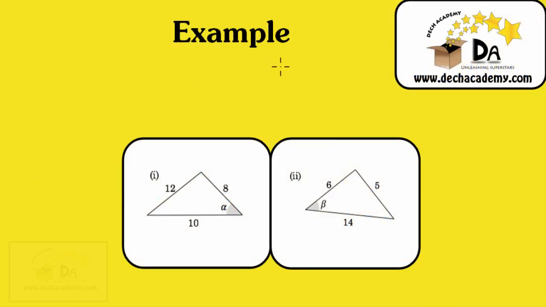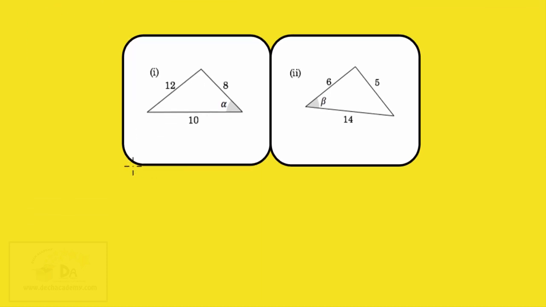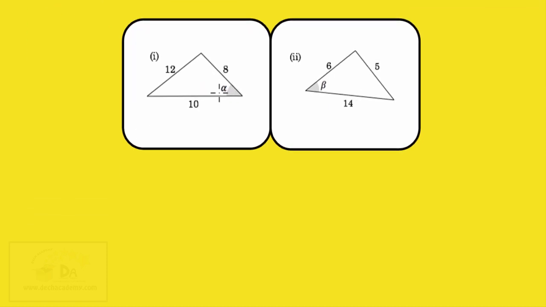Here's another example question. We're given 2 triangles, and you can see that the angle alpha is unknown and the angle beta is unknown, so we're required to find alpha and beta. So let's focus on the first case. Let's try using the sine rule. So we're looking for the angle alpha. We know that the sine rule and the cosine rule relate the lengths of the sides of a triangle to the interior angles of the triangle.